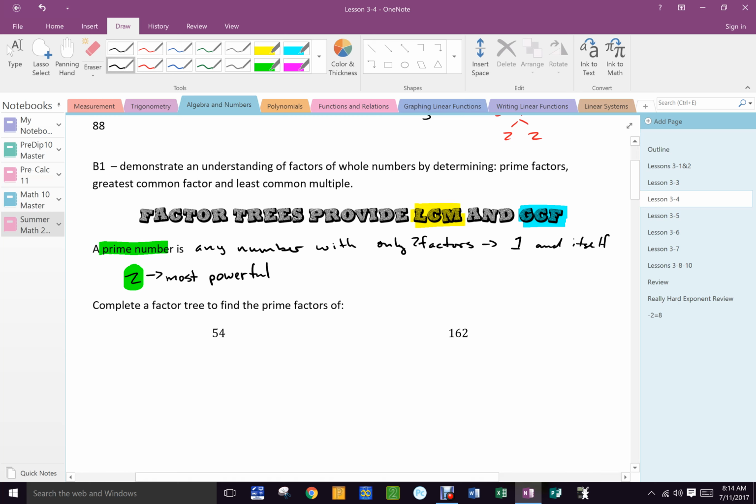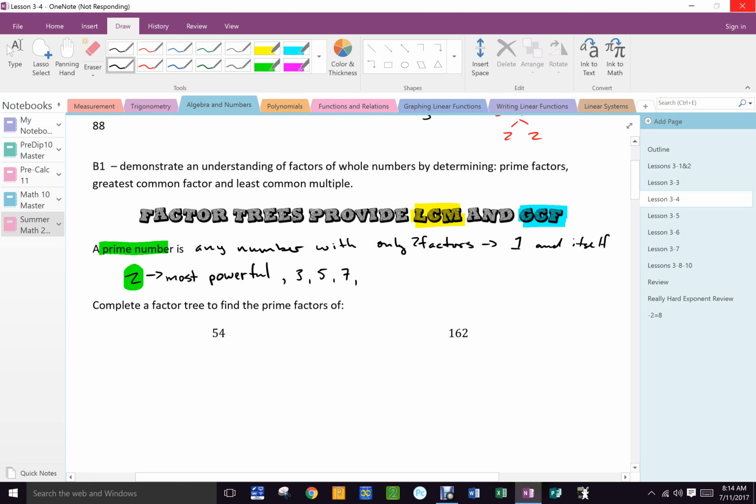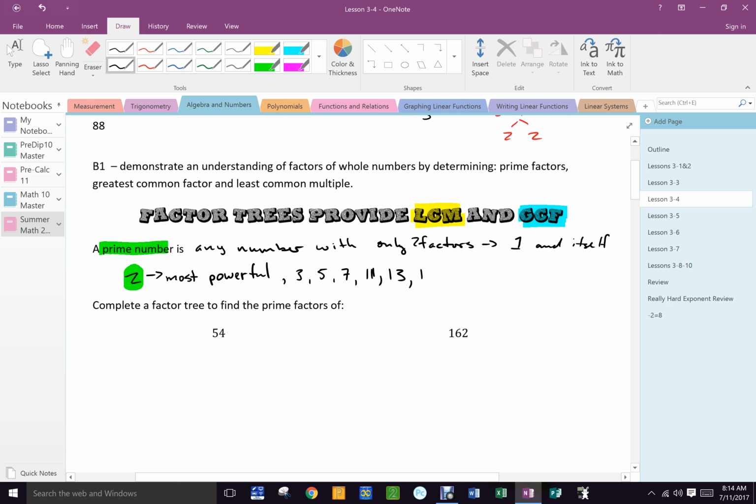Let's write a few more. 3, 5, 7. What's the next one? 11. What's the next one? 13. Next one. 17. I'll help you out. 23, and so on and so on. What do you notice about 2? Why is it the most powerful? Yep, it's the only even one.